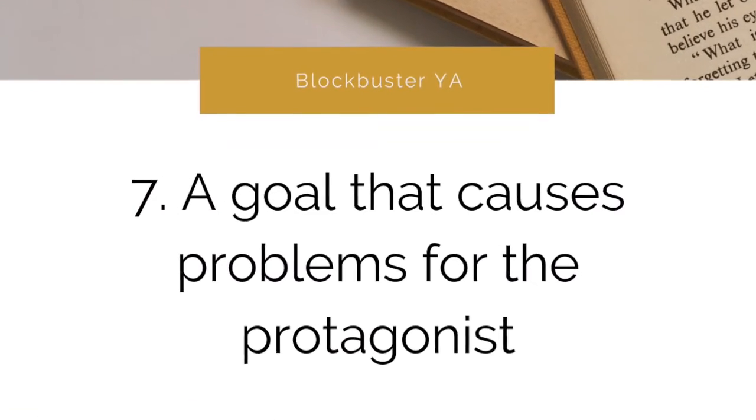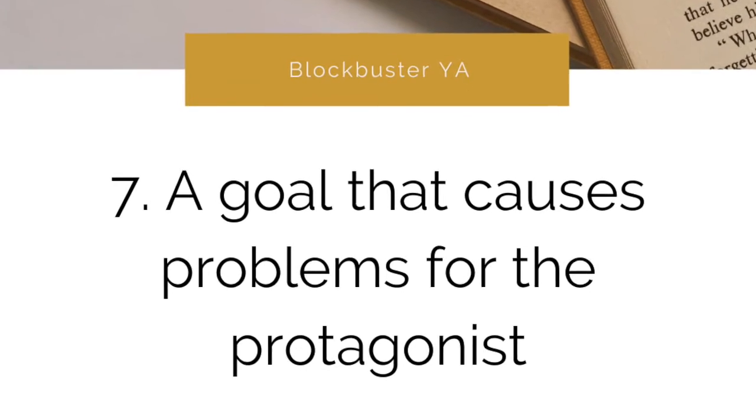You can use the aftermath to your advantage before you ever introduce the villain. You can show how others react to him, like everyone being so afraid of Voldemort that they can't even say his name. Or you can show the effects of her wrath, like the velociraptor attack in the prologue of Jurassic Park. 7. A goal that causes problems for the protagonist.